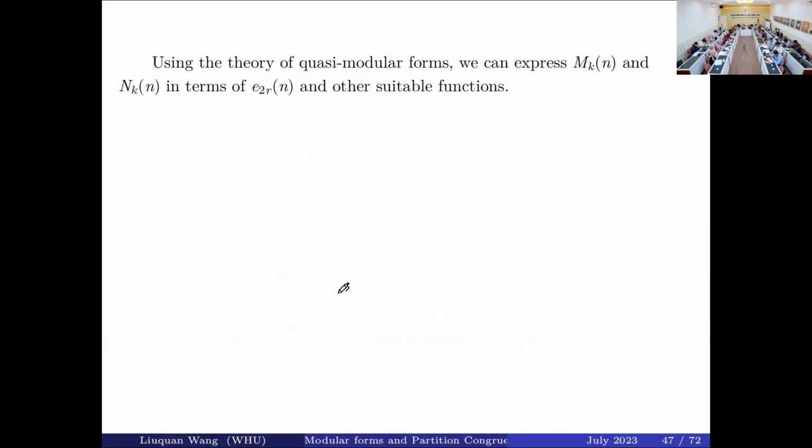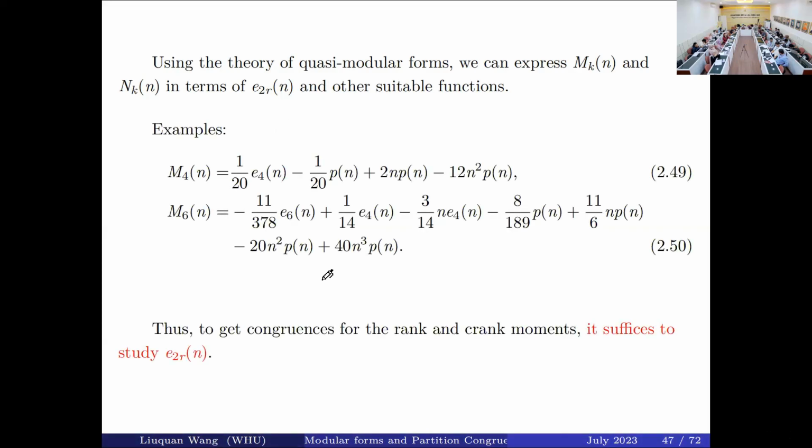And by using the theory of quasi-modular forms, we can express the k-th crank moments and the k-th rank moments in terms of E_2r(n) and some other suitable functions. For example, we prove that the fourth crank moment can be expressed as a linear combination of E_4(n), the partition function p(n), n times p(n), and n squared times p(n). And similarly, the sixth moment of crank can be expressed as a linear combination of E_6, E_4, n times E_4, p(n), n times p(n), n squared and n cubed times p(n).